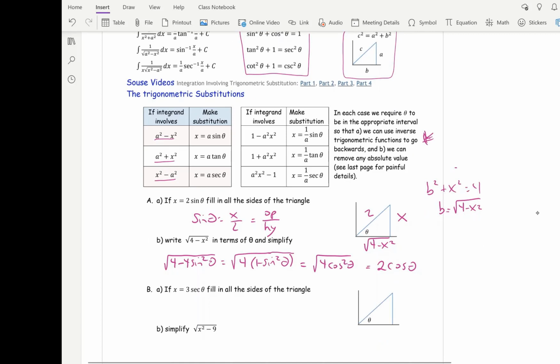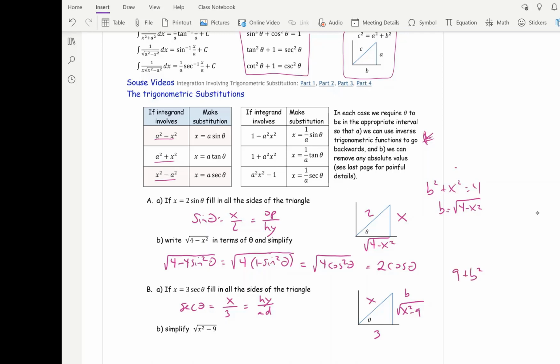If x is 3 secant theta, fill in the triangle. So this time, solve for secant theta. That's going to be x over 3. Now secant is hypotenuse over adjacent. So the hypotenuse is x, the adjacent is 3, and I can fill in this side. Once you do enough of these, you'll jump right to, oh, that's x squared minus 9. But if you can't do that in your head, just call it maybe b, and use the Pythagorean theorem.